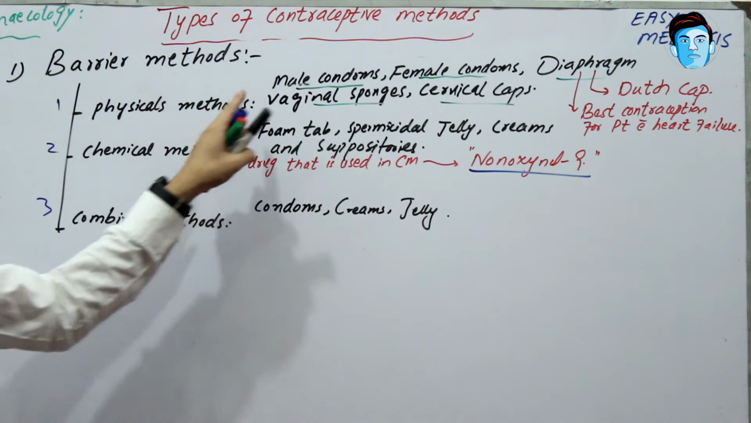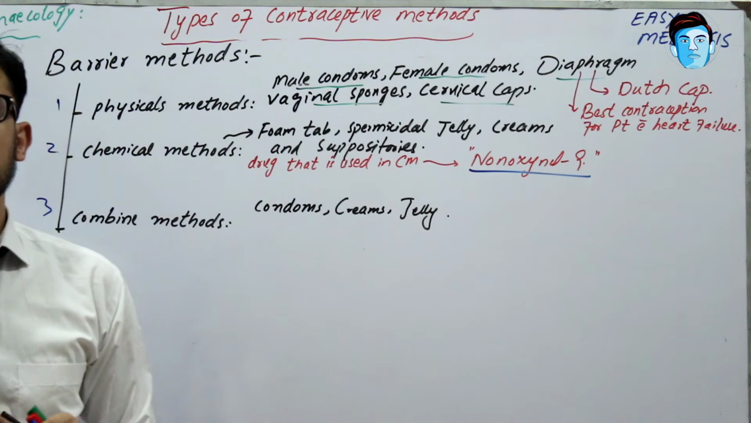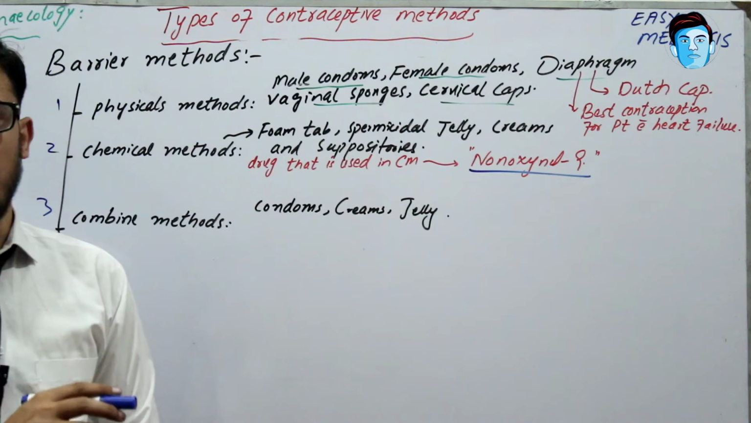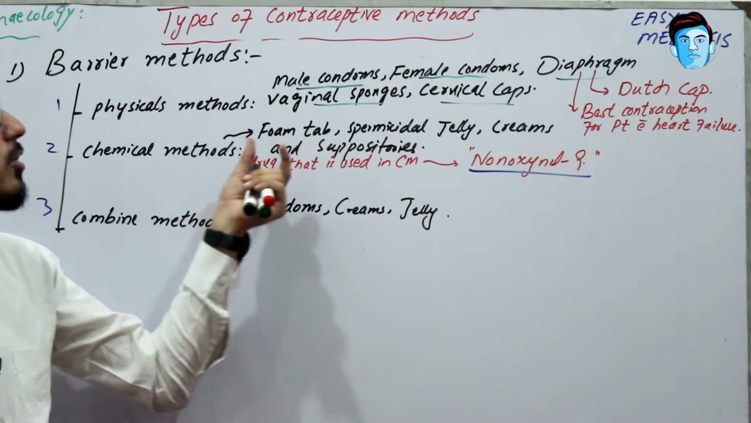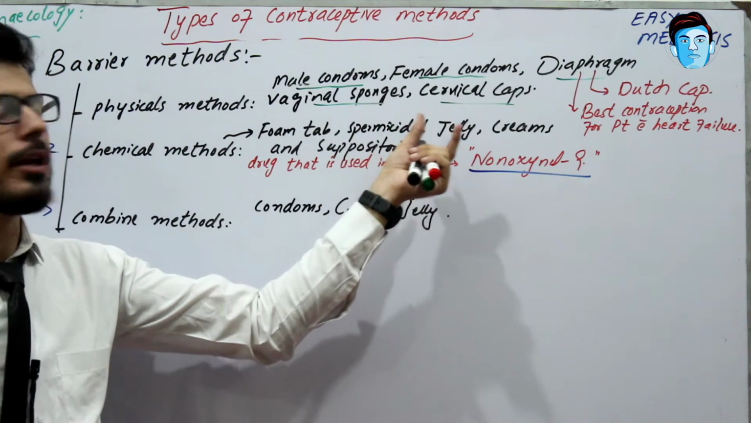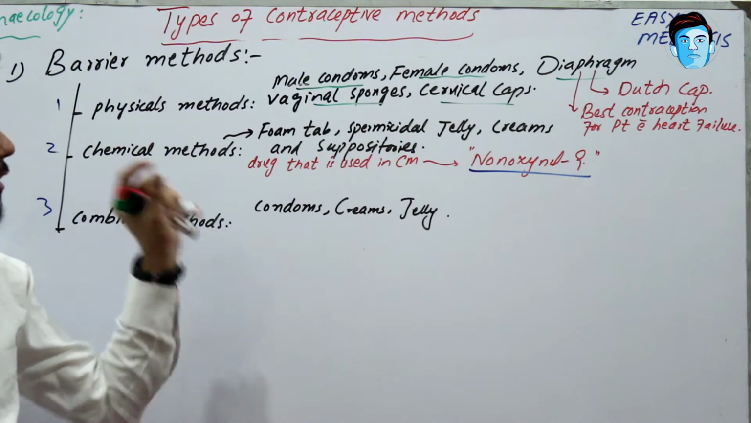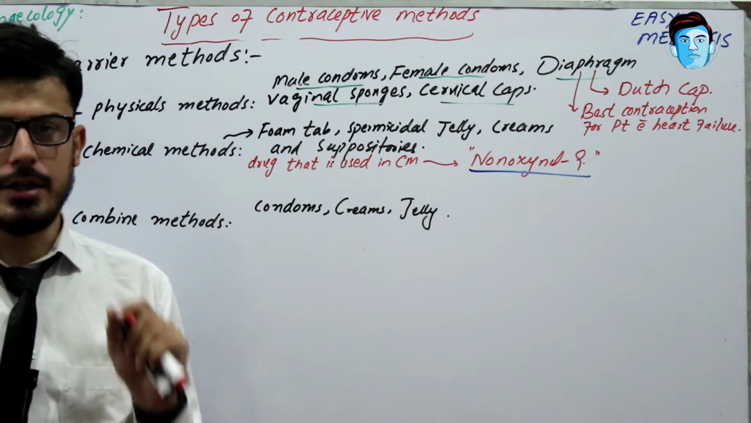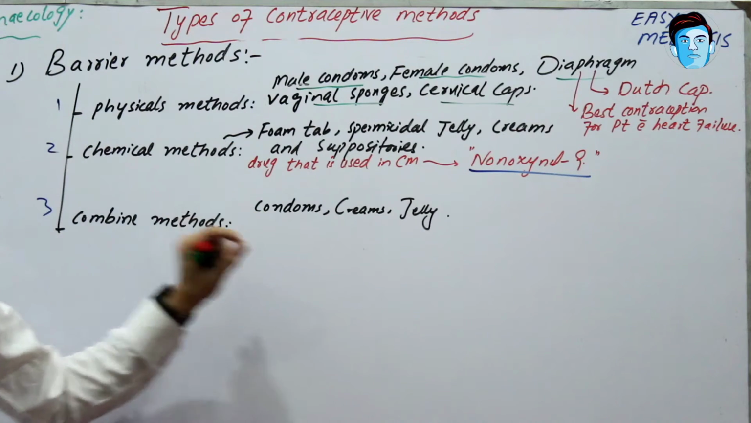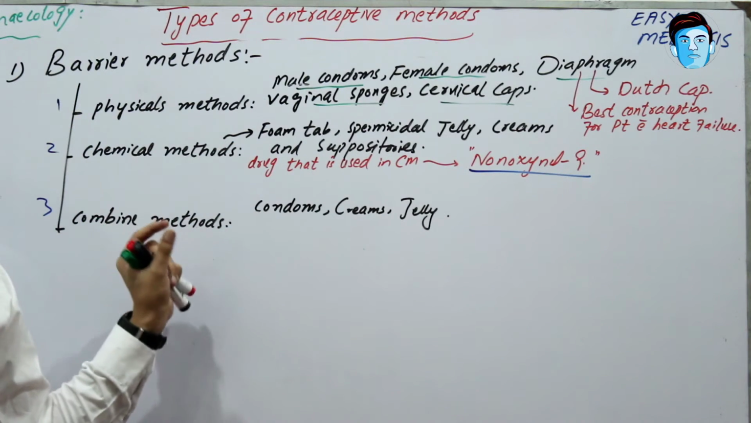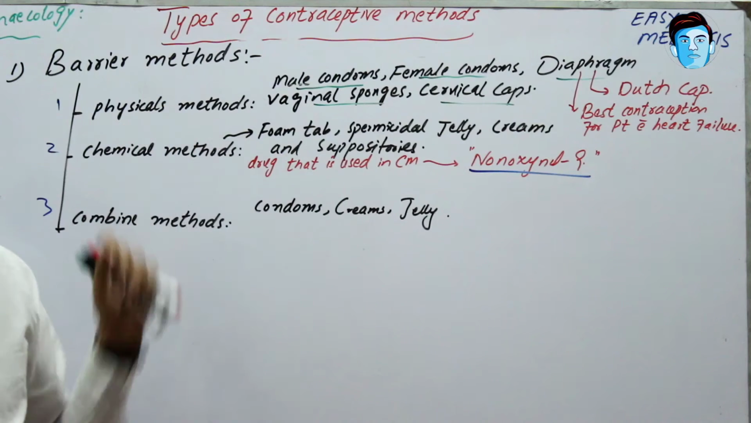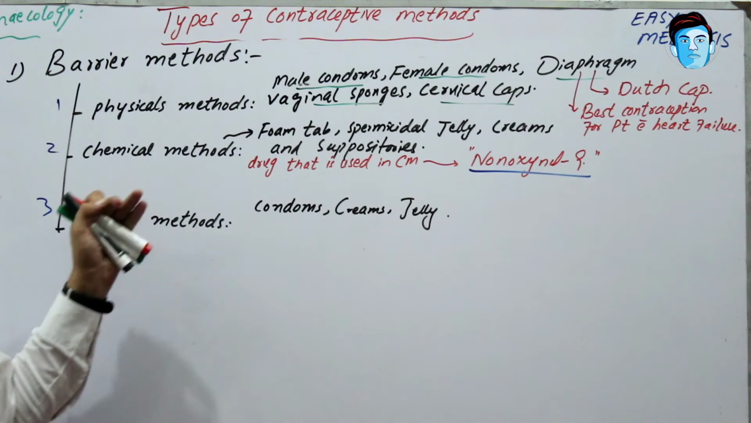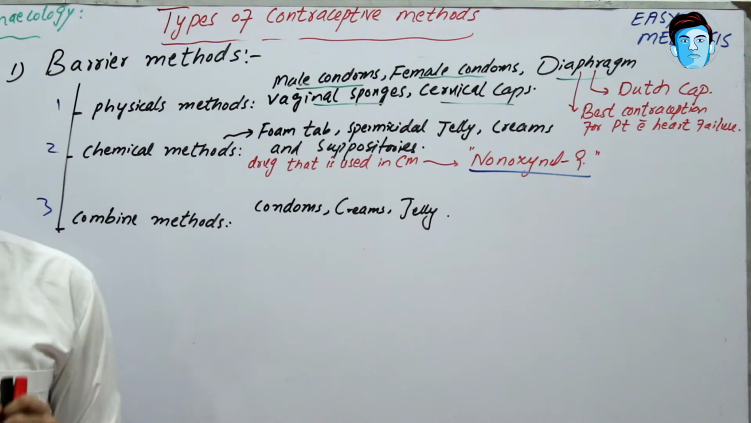And a physical method consists of male condoms, female condoms, diaphragms, vaginal sponges and cervical caps, while chemical method consists of foam tablets, spermicidal jelly, creams and suppositories, and the drug that is used in chemical method as a surfactant is nonoxynol 9. It is important for MCQ. And the combined method consists of the combination of physical method and chemical method in the form of condoms and jelly. So this is what we need to know about the barrier method of contraception.